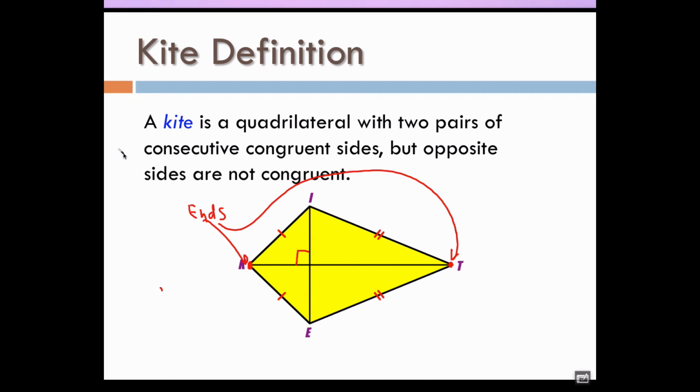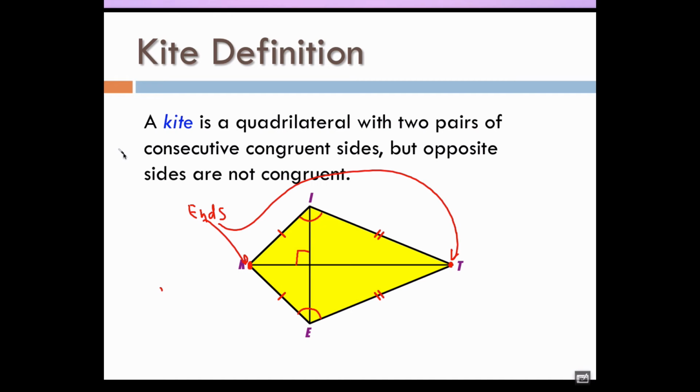How about the angles? Angle K congruent to angle T? No. How about angle I congruent to angle E? Yes. So how would you say that? Non-end angles are congruent. Love it. Non-end angles are congruent. So let's go through some of the properties of the other quadrilaterals we've covered and see if they also apply to this bad boy.